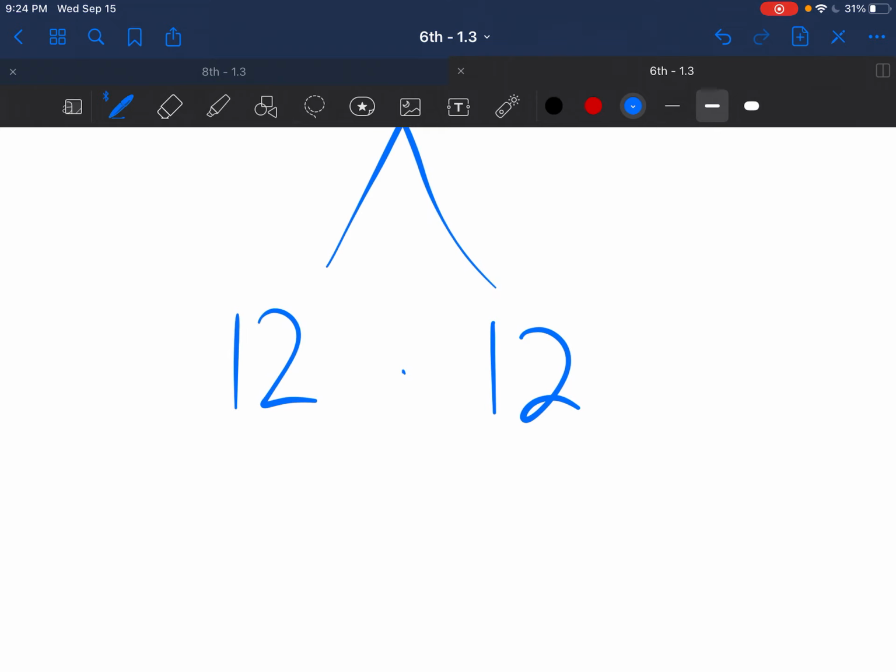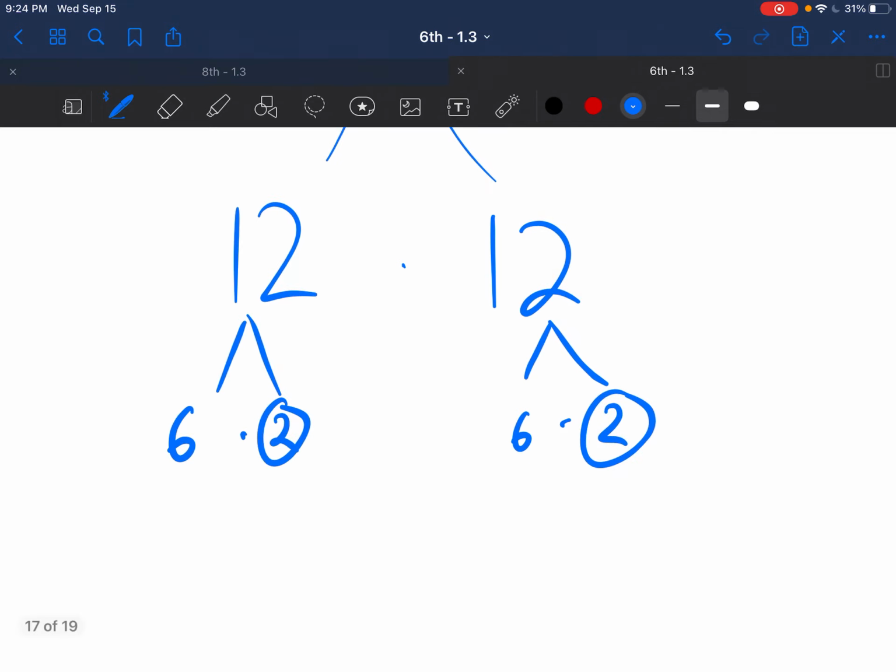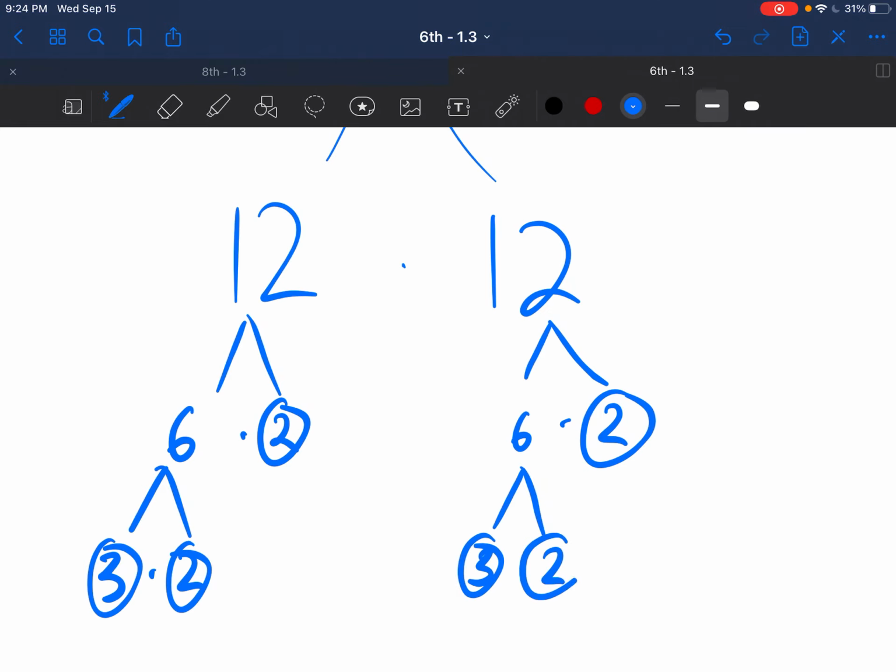But now we need to break these down into prime numbers. So what two numbers give me 12? Well, that would be 6 and 2, right? We know 2 is a prime number. So now let's break down 6. What two numbers will give me 6? That's 3 and 2. So we know 3 is a prime number, and we know 2 is a prime number.